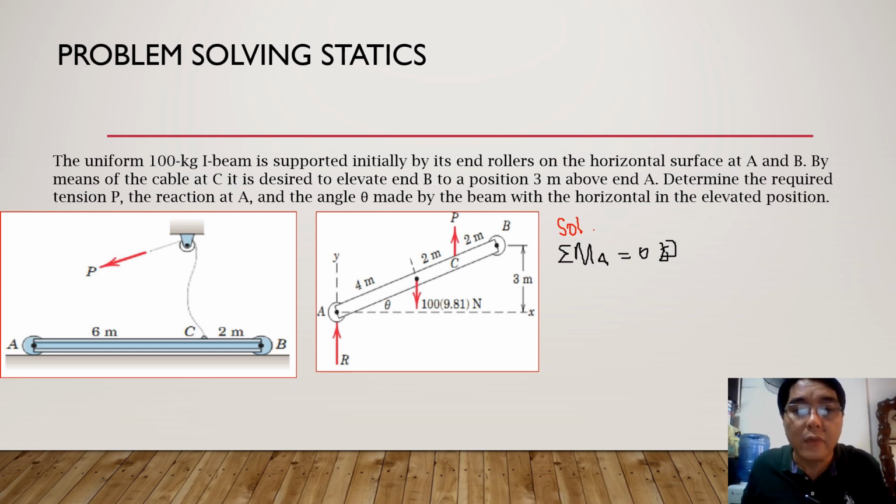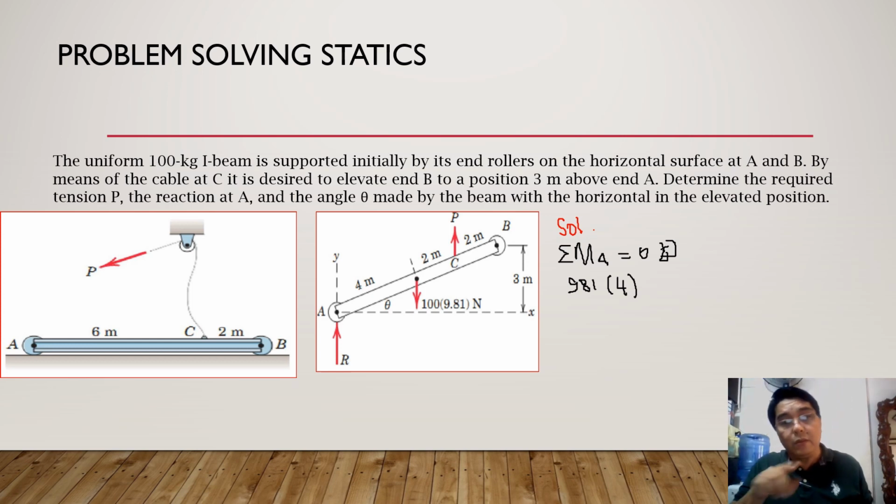So, if we are summing up moments here, what we are seeing, we have 100 times 9.81. So, kwentahin na natin. Ano? So, 9.81 times 100, that will be 981. Ano? So, 981, magiging Newton na yan. Ano? 981 is the force. And what is the perpendicular distance? From here to here, that will be 4 meters. That is actually acting on the midspan. And that will produce a clockwise moment, therefore it is positive.